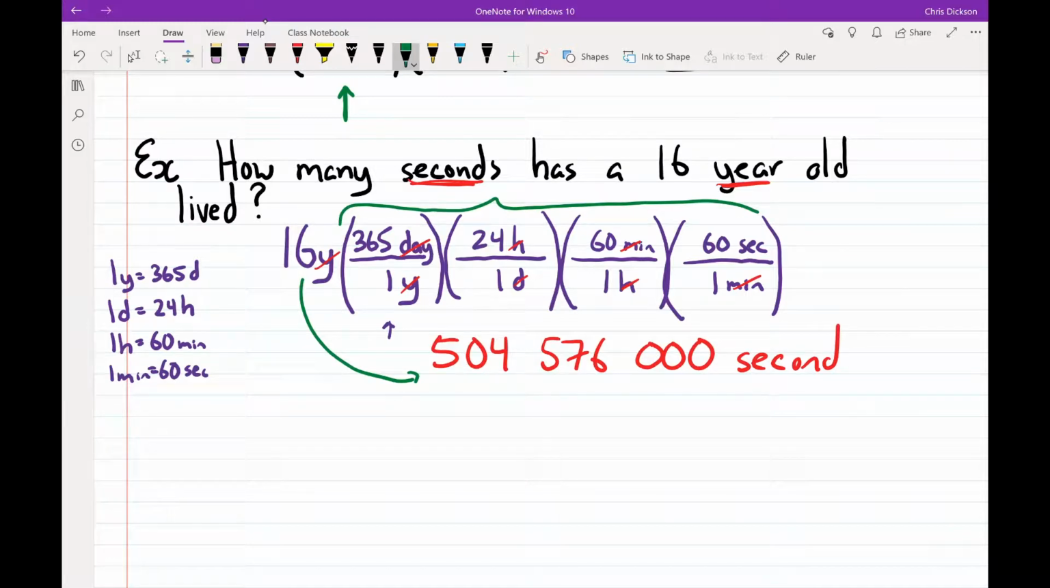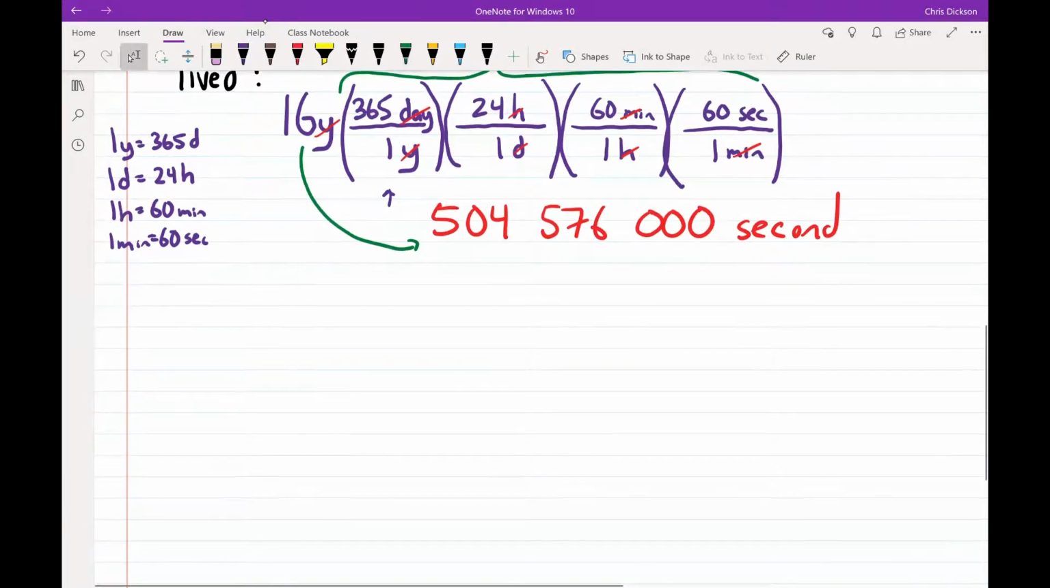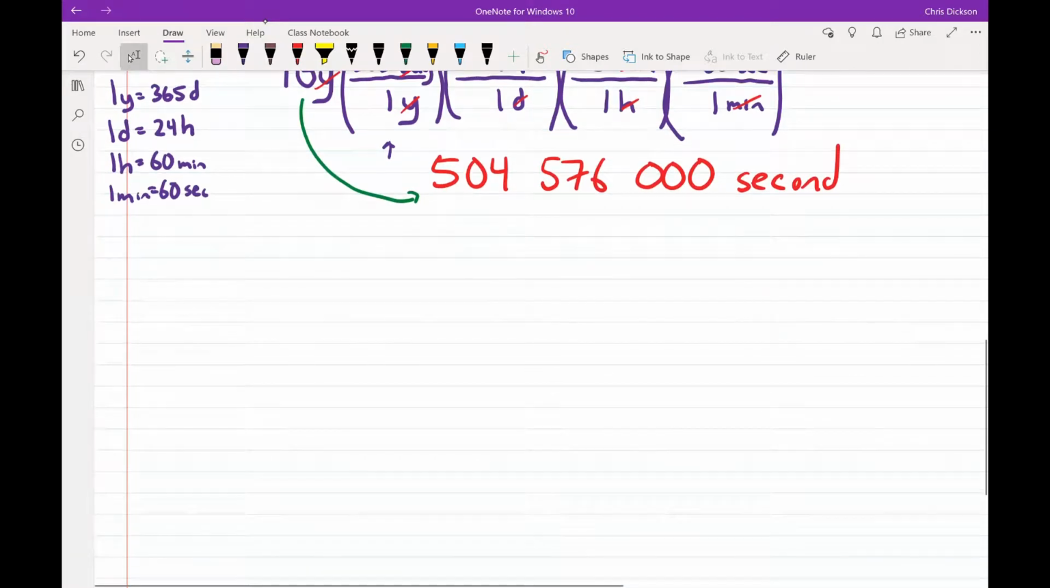Okay, so let's try a slightly different question. Let's say that you're looking at an area question. Let's take an area of something.